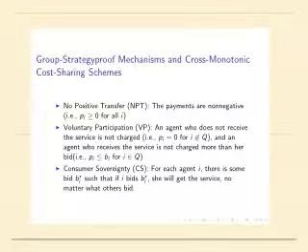Definition 15.13. A cost-sharing scheme C is cross-monotone if for all S and T which are subsets of A, and for all i in S, C of (i, S) is greater than or equal to C of (i, S union T).